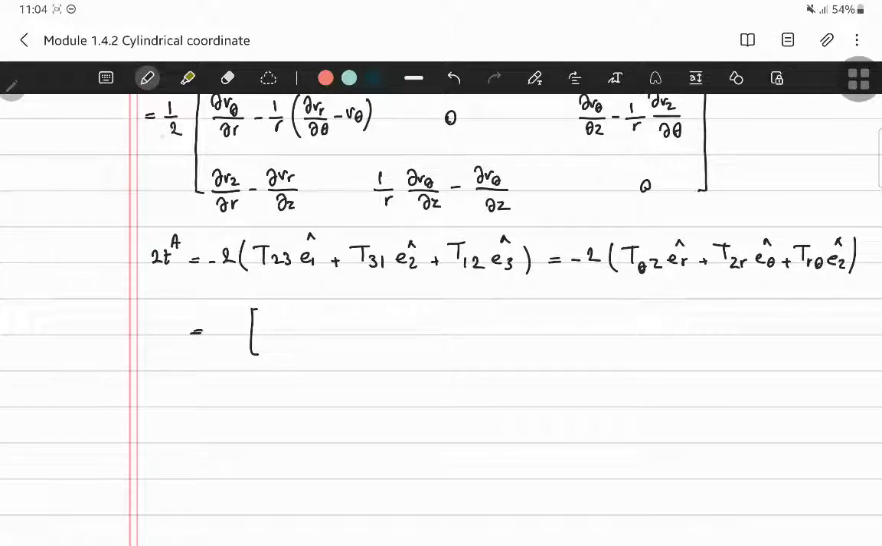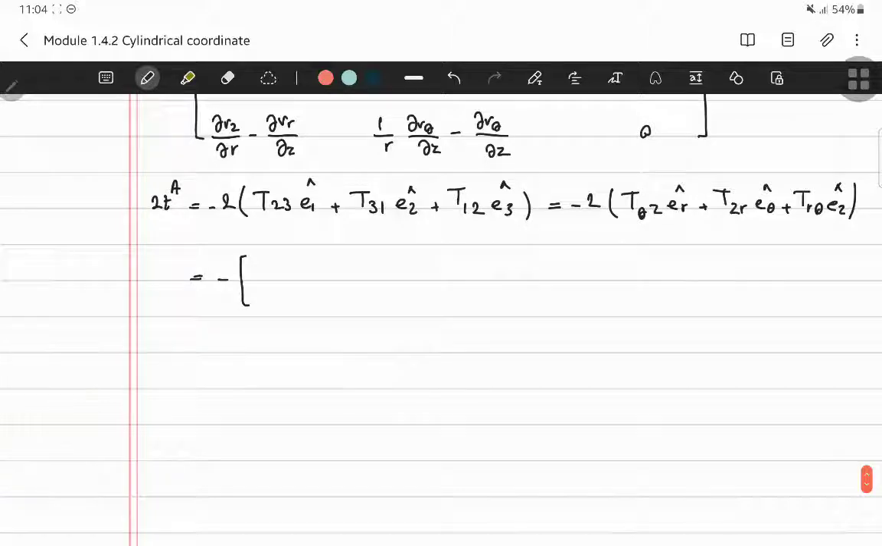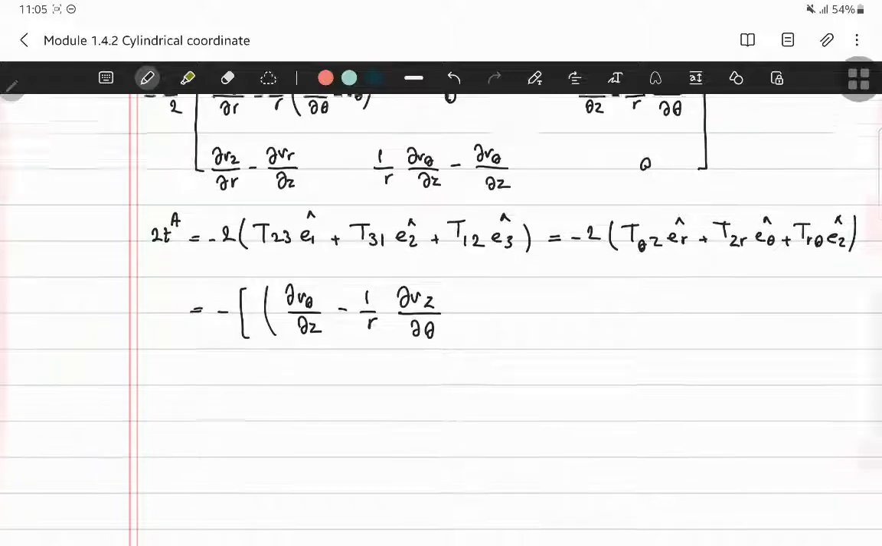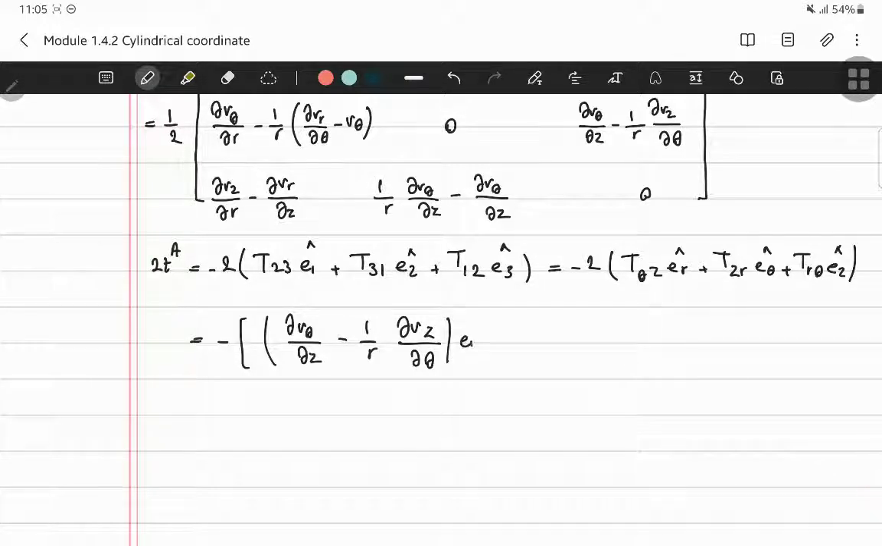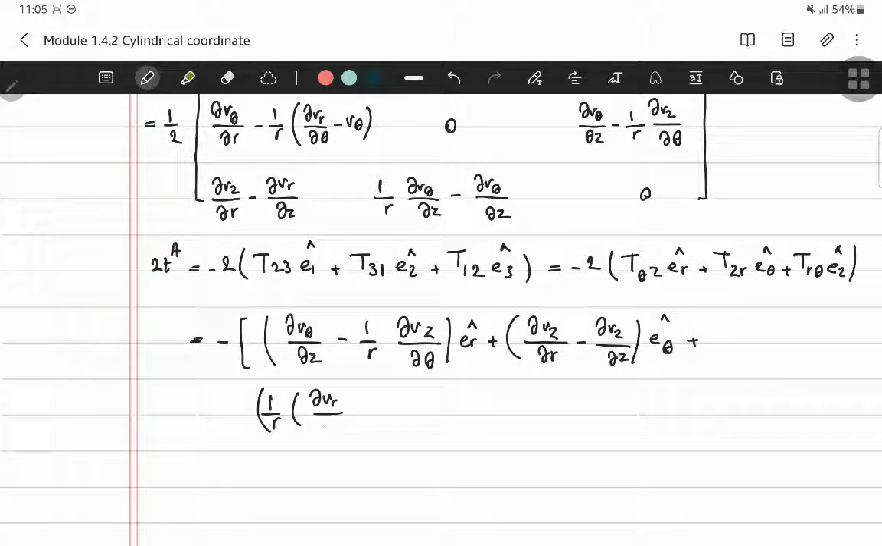It cancels out with this 2 here. So I only write minus here. So partial derivative of v theta with respect to z minus 1 divided by r partial derivative of v z with respect to theta is here e r plus partial derivative of v z with respect to z. This is e theta plus 1 divided by r partial derivative of v r with respect to theta minus v theta minus partial derivative of v theta with respect to r e z.